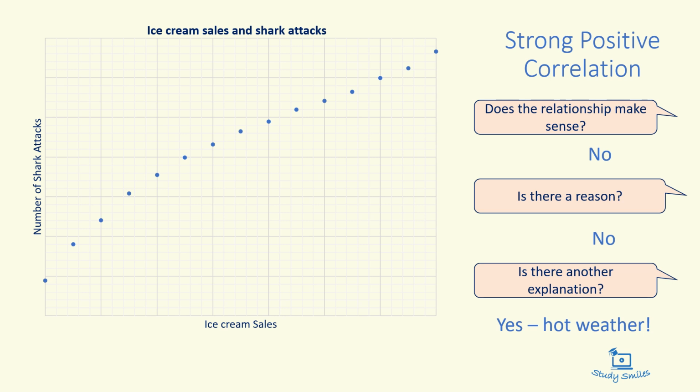So both ice cream sales and the number of shark attacks could increase due to another variable. This is therefore not a causal relationship. Ice cream sales do not cause shark attacks.